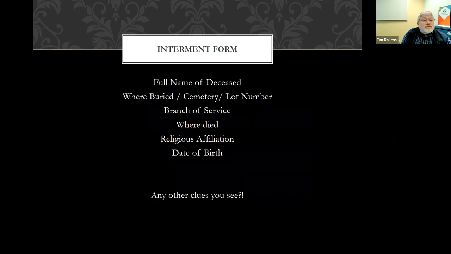Okay, so an interment form is another form that is popular for a treasure trove of what you're going to find information on a relative. And it's going to have the full name of your deceased, where they're buried, the cemetery and the lot number, that branch of service I talked to you about, and of course, the date of birth. So maybe you'll see other clues that we didn't see, but again, it's always important to look at those kinds of records if they exist.